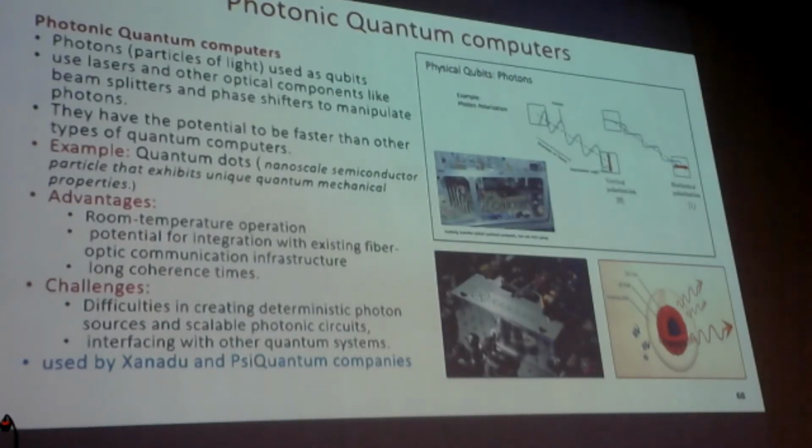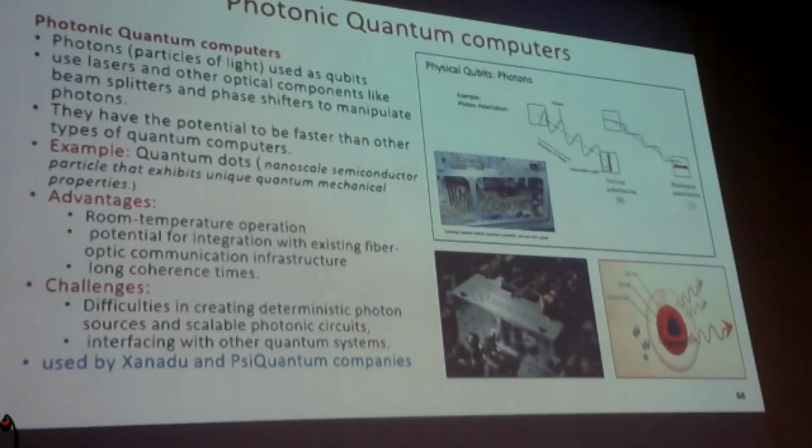For example, you must have heard a lot about quantum dots. It's a very, very important term, a keyword; when you search quantum, it will come up, quantum dots. These are also called artificial atoms, which is shown there in the last. So, a nanoscale semiconductor particle that exhibits unique quantum mechanical properties. What advantages? Room temperature operation, potential for integration.